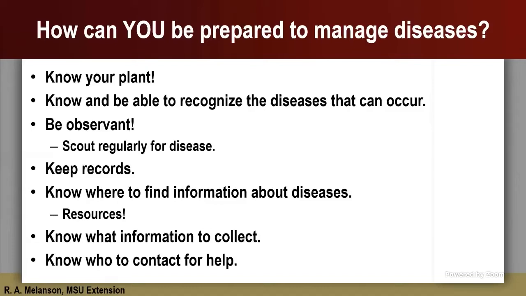Know where to find information about diseases. As I mentioned, there are a lot of available resources out there that are very useful. I'll discuss some of those next. And then know what information to collect and who to contact for help, so that you can accurately describe the situation to your extension agents or specialists so that they can best help you to determine the feasible disease management methods for the particular disease and your operations.